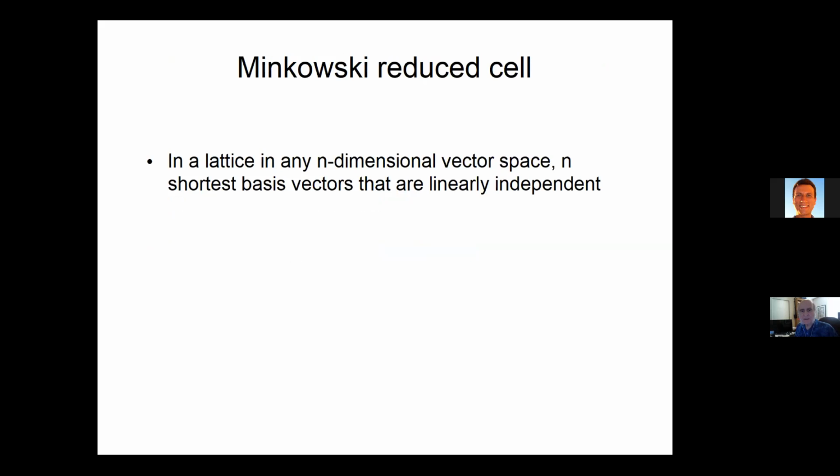Minkowski reduced cell in an n-dimensional space is the n shortest basis vectors. The interesting thing is that this is actually the basis for a lot of cryptography in the modern world, because in order to do the factoring, they are actually finding the base vectors in a high dimensional space, and it's an NP complete problem, and it's difficult.